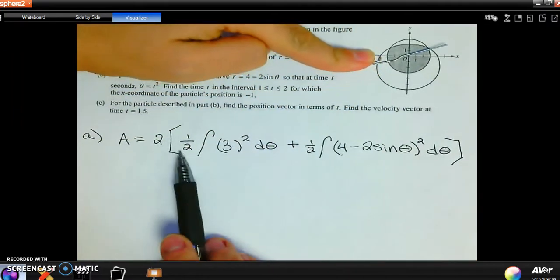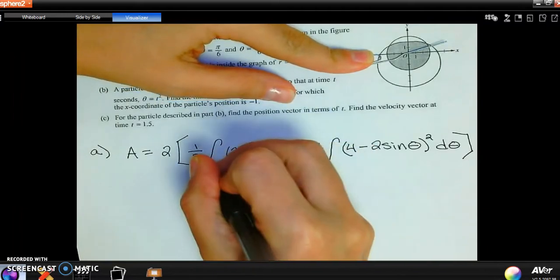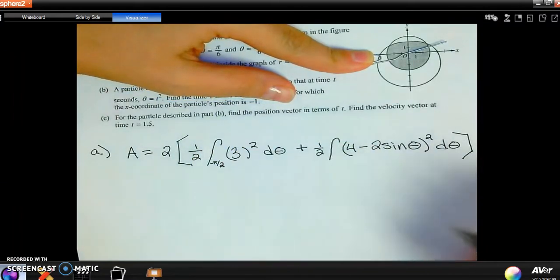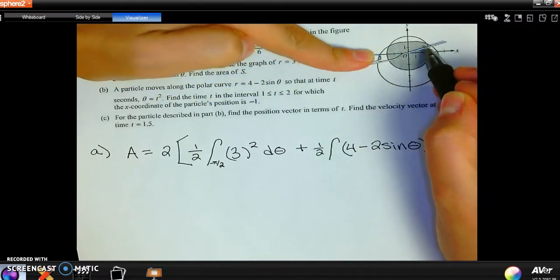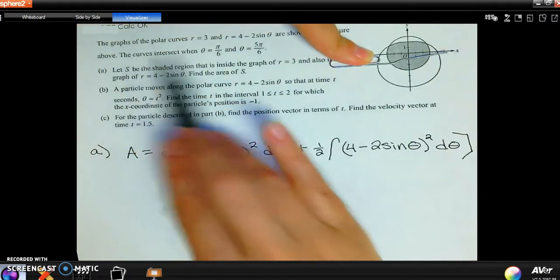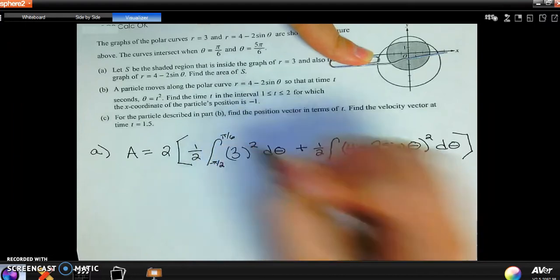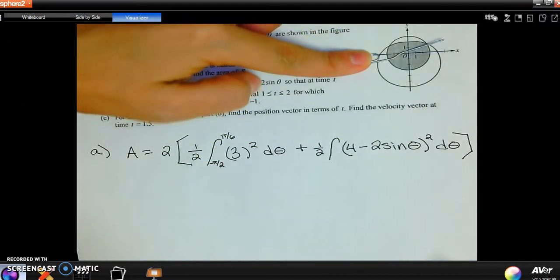So that'll be 1/2 the integration. Since I started down there, I'm going to call that negative pi over 2. Then I'm going to have to sweep up until that intersection. I don't actually need to calculate that intersection by hand. It told me in the problem that they intersect at pi over 6. So I'm going to integrate from negative pi over 2 to pi over 6 from there.